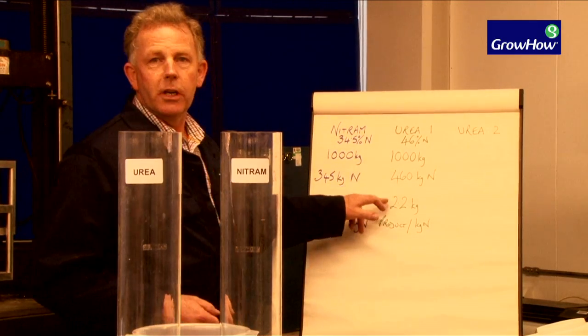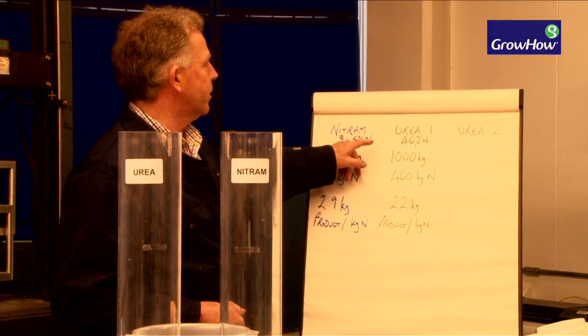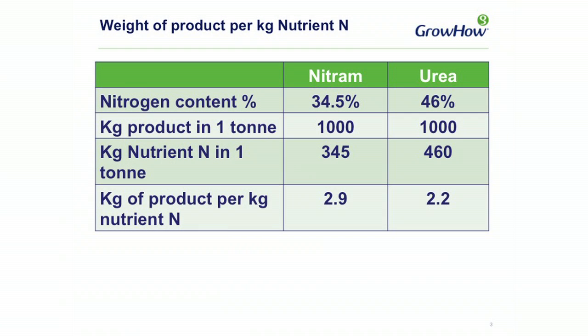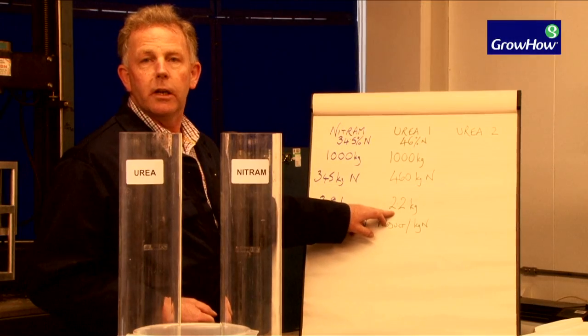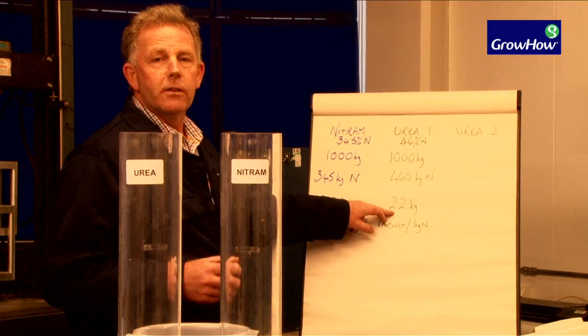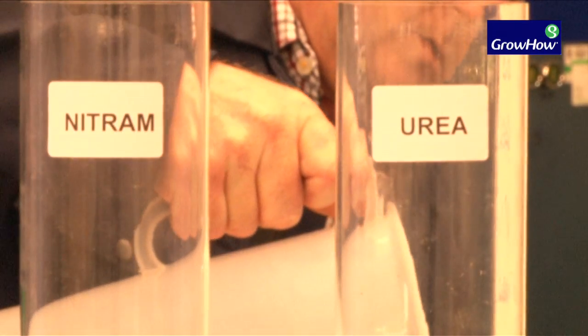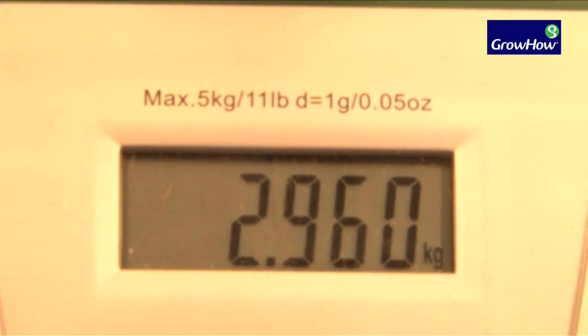I'll then go through and do the same exercise with urea, and we've got a sample of urea here at 46% nitrogen. Same calculation, 1,000 kilograms of product this time contains 460 kilograms of nitrogen. Same exercise, dividing 1,000 by 460 gets you 2.2. So in the case of urea we only need 2.2 kilograms of product, again to get 1 kilogram of nutrient N. There we have our 2.9 kilograms of ammonium nitrate.